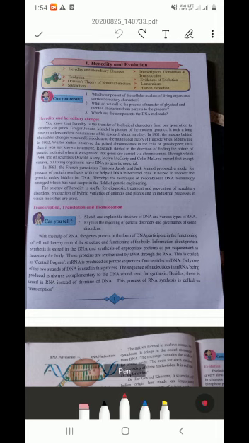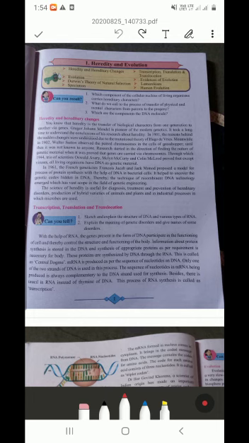Again, see here, DNA through RNA means DNA alone or RNA alone cannot do it. They should do it together. They do this work together. This is called the central dogma. One mark question: what is central dogma? This is called central dogma.